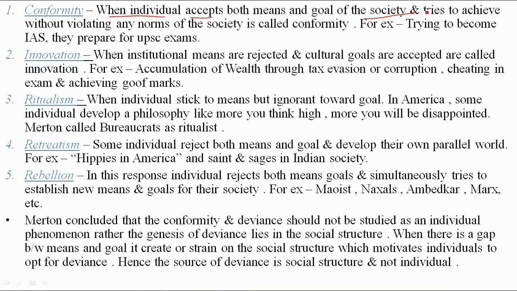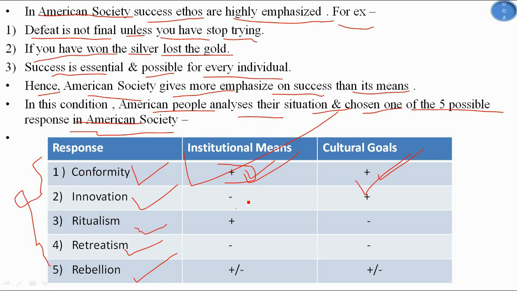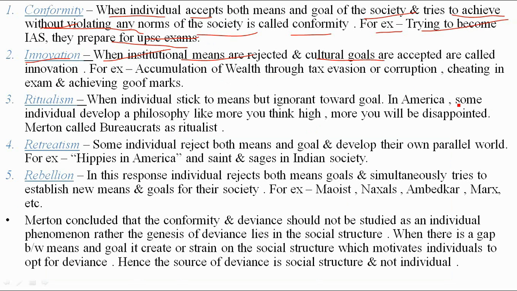For example, to become an IAS officer, you have to prepare for the UPSC exam. So basically it is conformity, because when you prepare for the UPSC exam, then you will become an IAS officer. Then the second one, innovation, is when institutional means are rejected and cultural goals are accepted. That's why there is a minus here, that means institutional means are rejected and cultural goals are accepted. Then it is called innovation. For example, accumulation of wealth through tax evasion or corruption, or cheating in exams and achieving good marks.